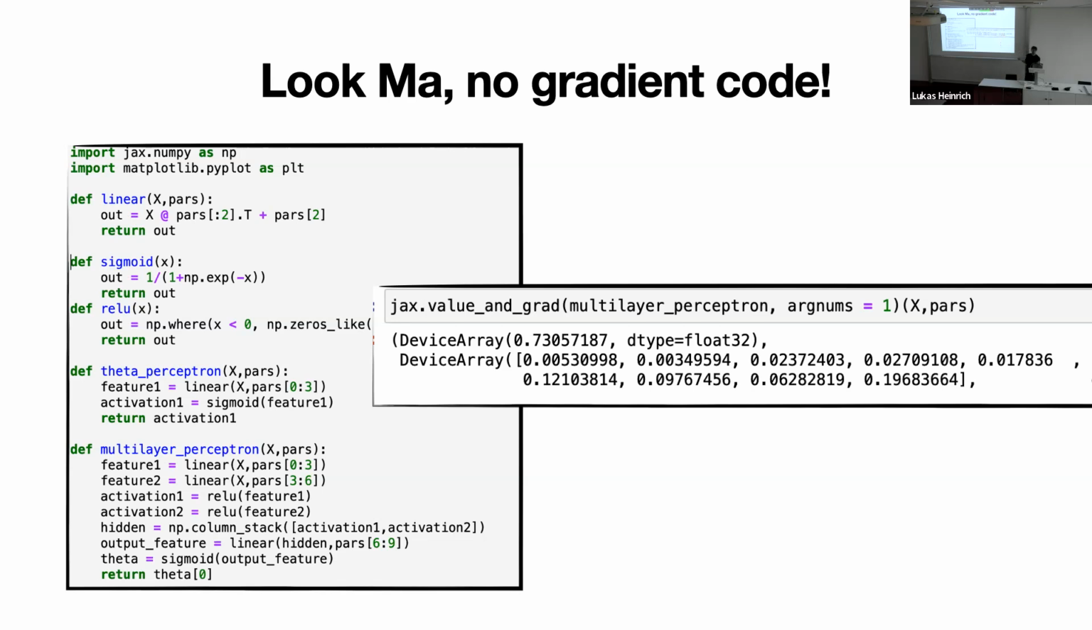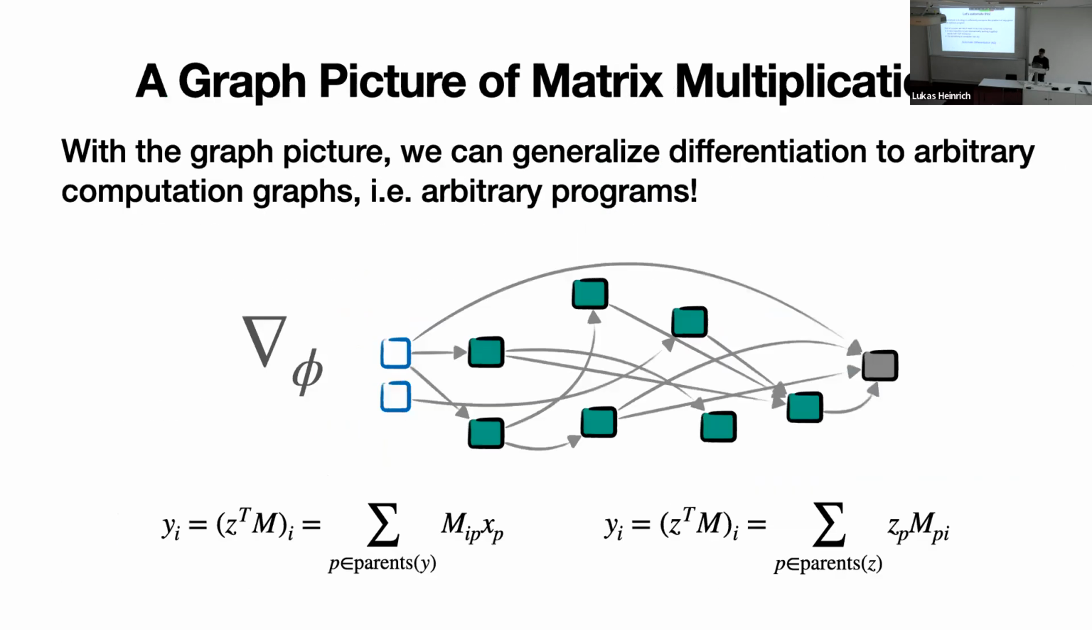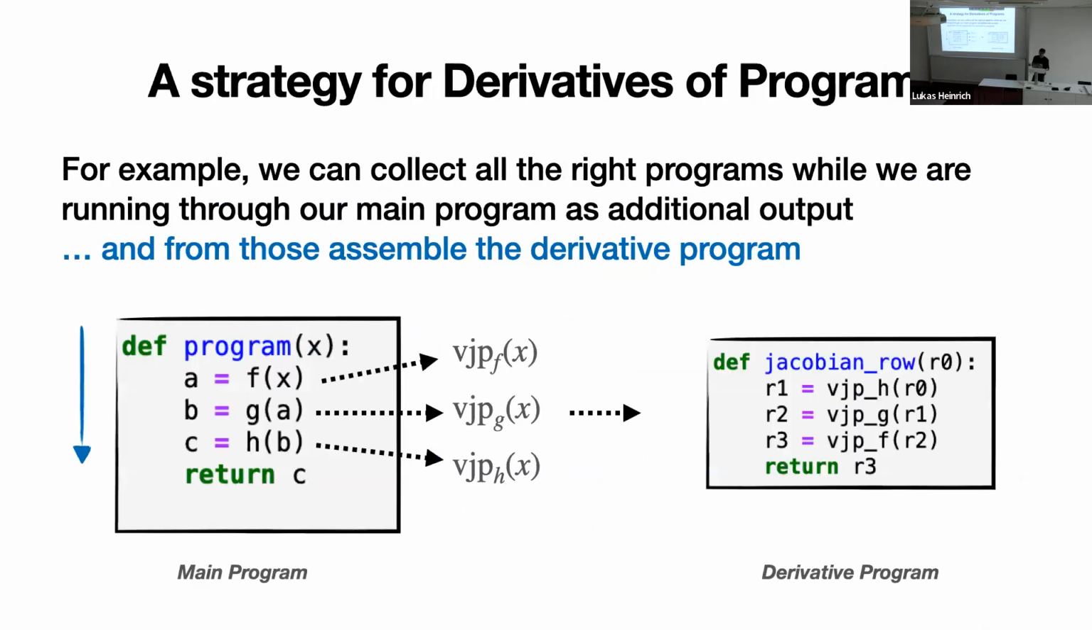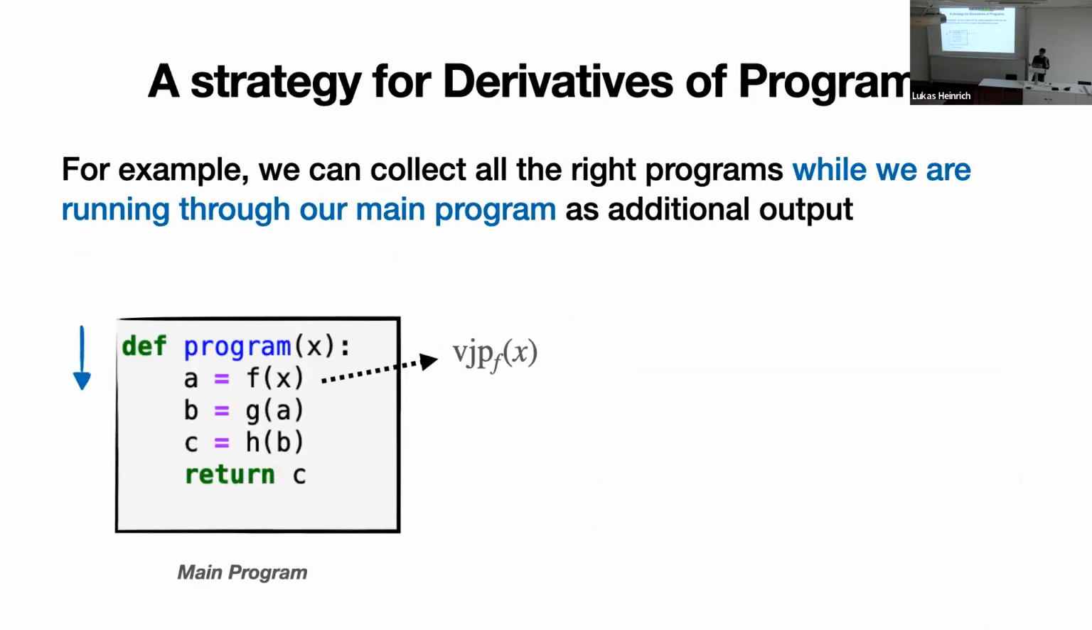But then, what does it do under the hood? Under the hood, it does exactly this type of construction. It will analyze the program by running through it and doing a little bit of bookkeeping. It will see, okay, now you're hitting F, now you're hitting G, now you're hitting H. And so it will produce little functions that implement the vector Jacobian product or Jacobian vector product for whatever this function is.